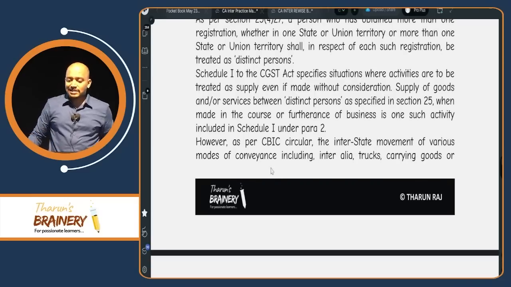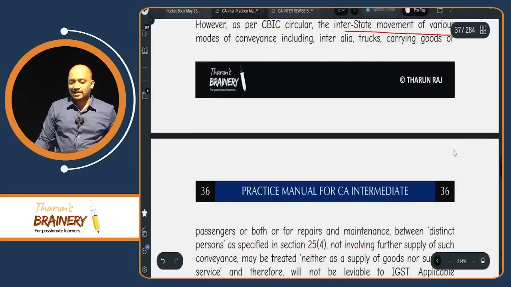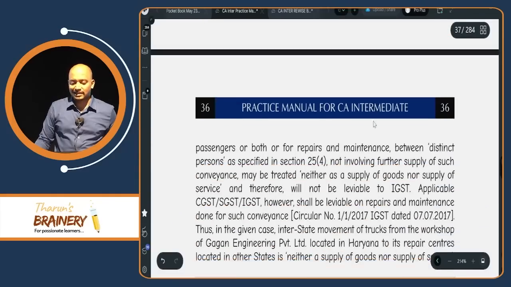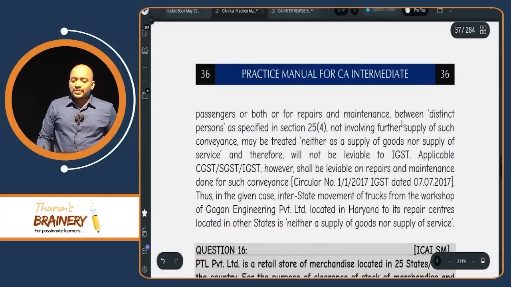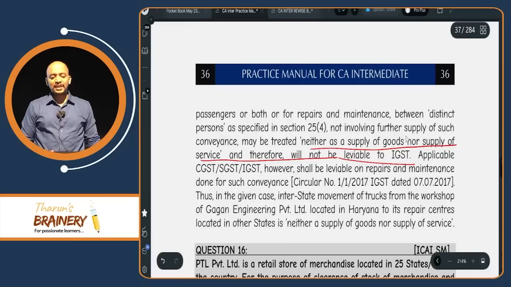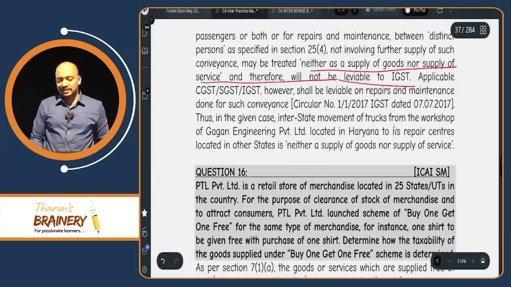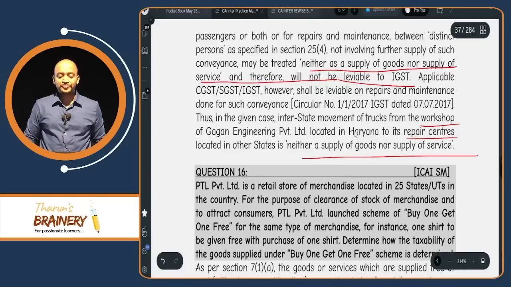As per the CBIC circular, interstate movement of various modes of conveyance including trucks, etc. between distinct persons will be neither supply of goods nor supply of service, and therefore it will not be leviable to IGST. However, GST is payable on the repair and maintenance done on such conveyance. So in the present case, whether the trucks sent from the workshop to repair centers in other states is a supply? No, it is not a supply.